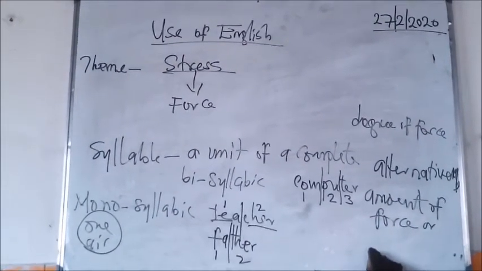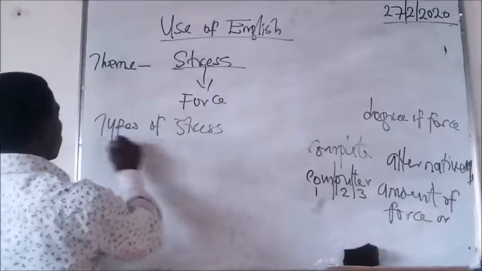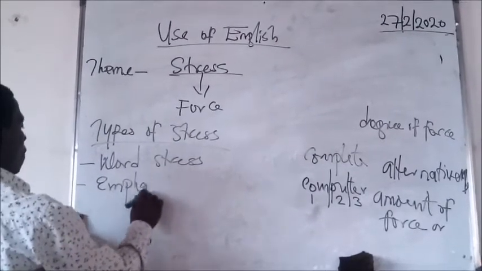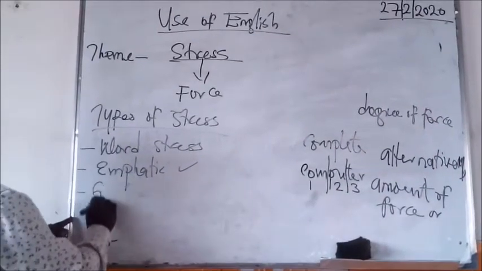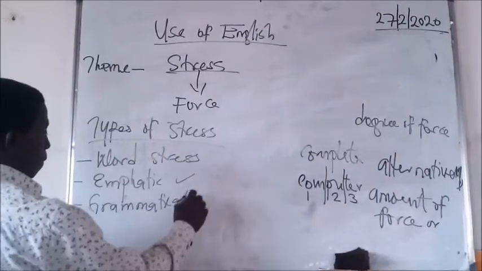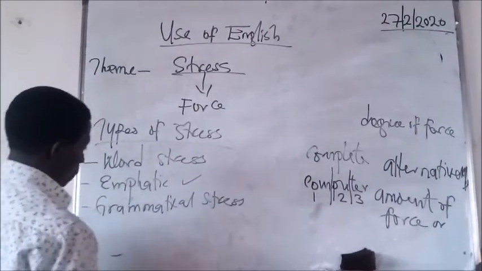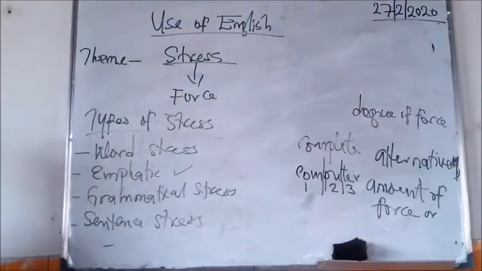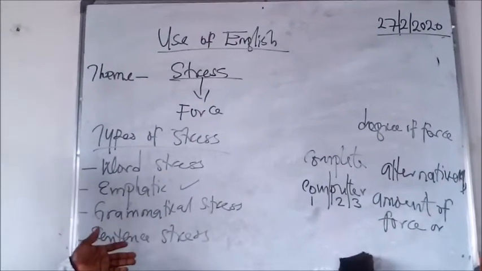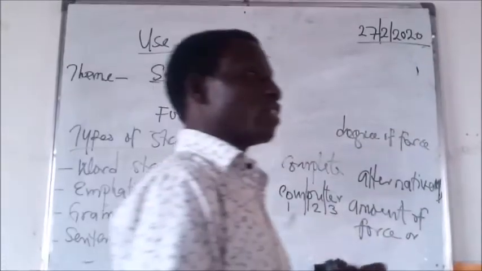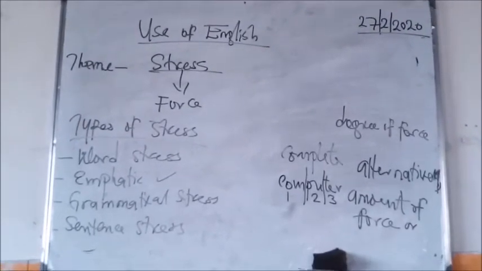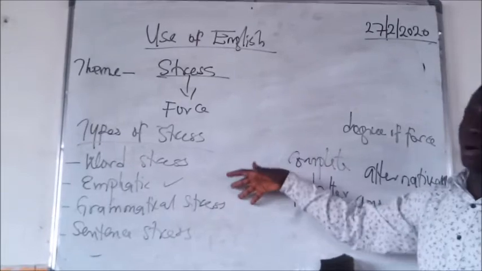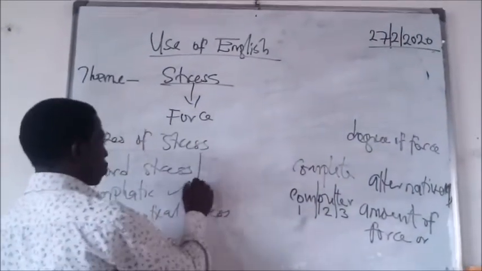One, we have word stress. So what are the classes of stress in English? We have what we call emphatic stress, then grammatical stress, and sentence stress. But at this level, our interest will be on word stress. Word stress is also known as lexical stress.